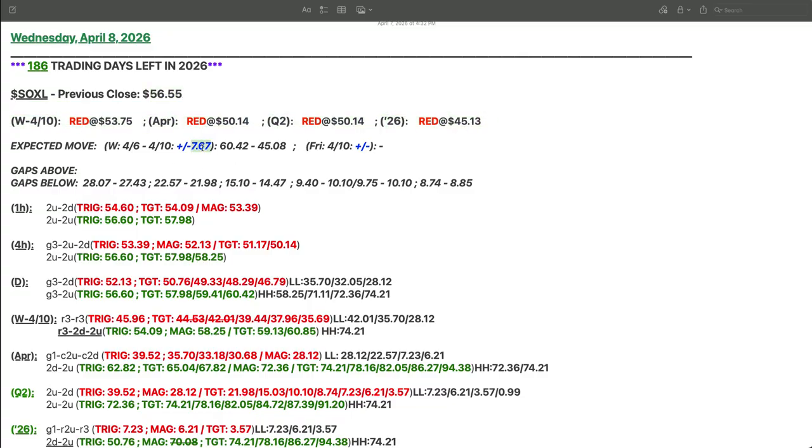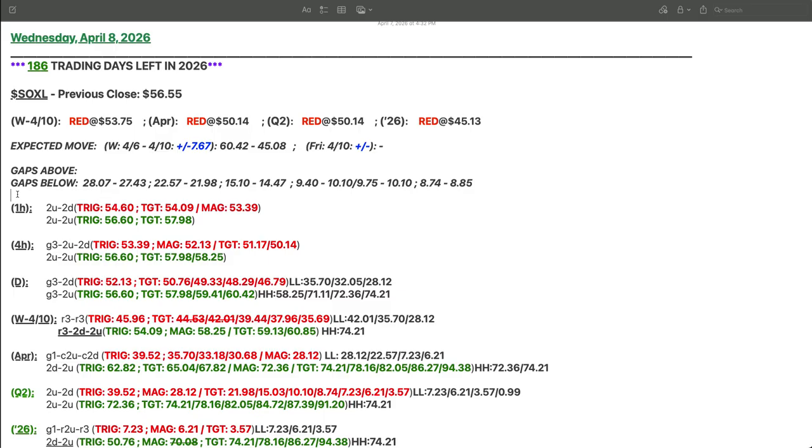We know the market maker's expected move was plus or minus $7.67 from the close on Friday, giving us an expected range of 60.42 to 45.08. And we know that we have no gaps above, but we've got a few gaps below, quite a ways below us, but they are still there, so they could act as magnets on price action in the long haul.